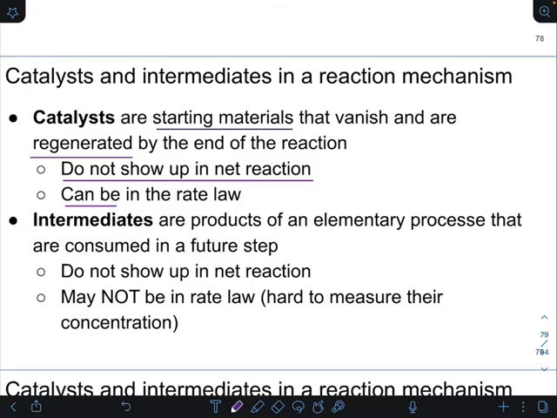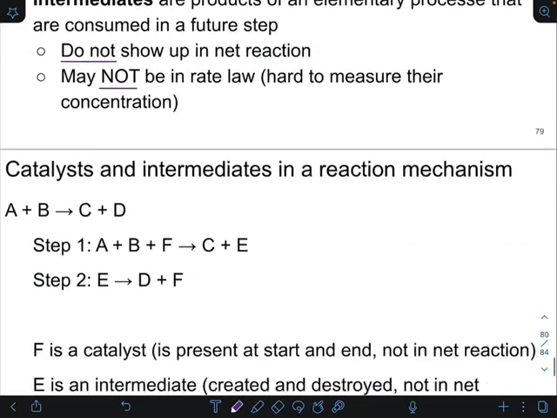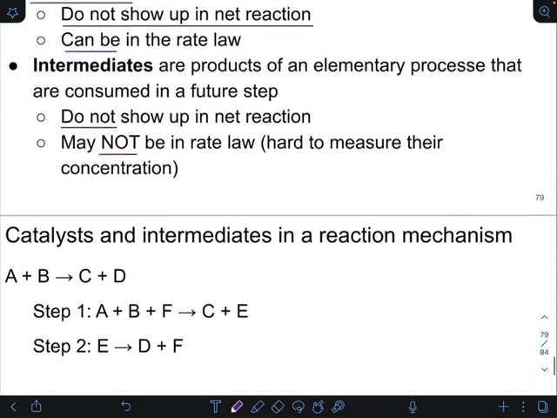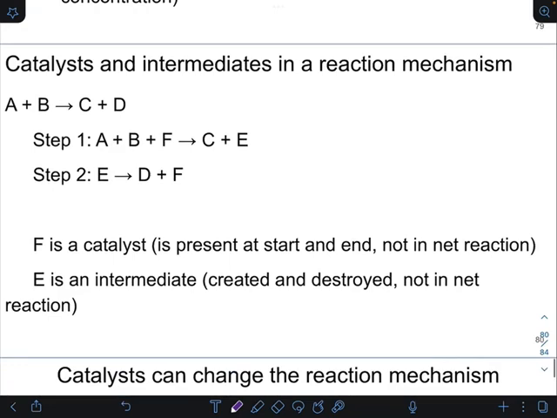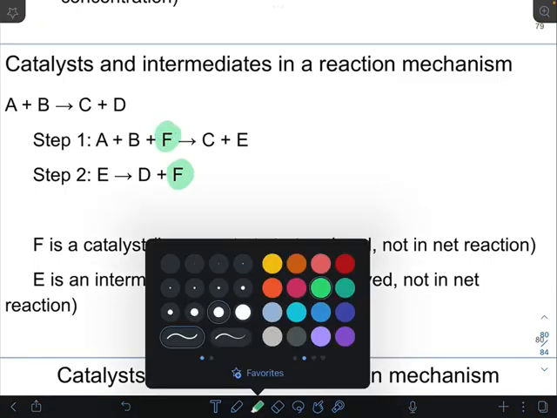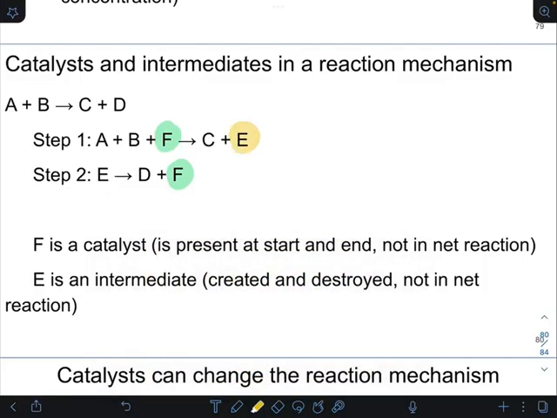Intermediates are products that are consumed in further steps. Just like catalysts, intermediates do not show up in the net reaction, but different than catalysts, they may not be in the rate law. So if we have an example here, A plus B goes to C plus D, and we have a two-step proposal, we can see that there are two compounds here that do not appear in the net reaction. There's F, and there is E.